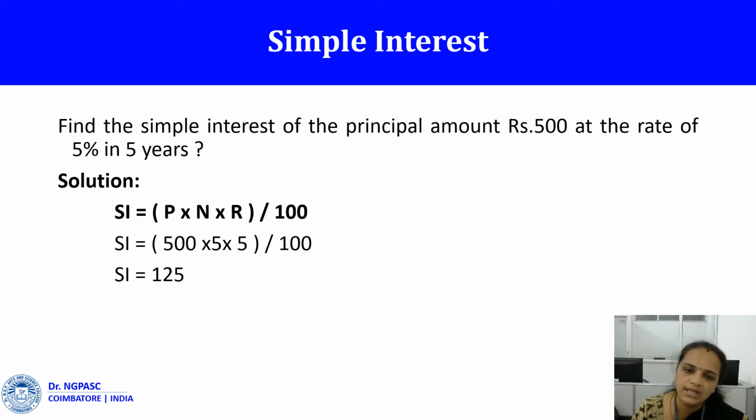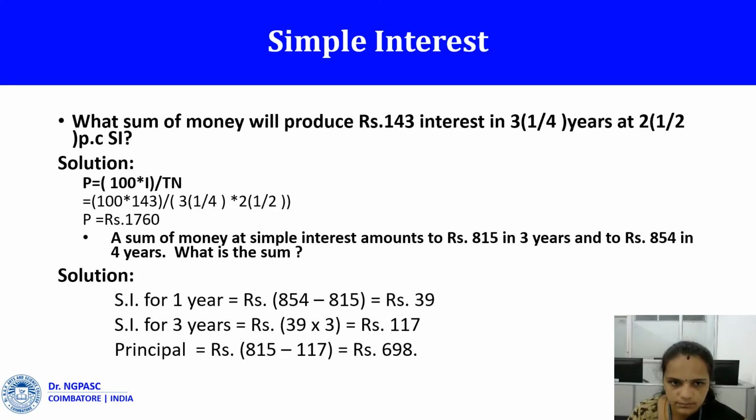Sometimes they give it in the indirect form. There are four terms: simple interest, principal, rate of interest, and number of years. Of these four terms, they give either three terms directly or indirectly and ask us to find the fourth term. Next sum.